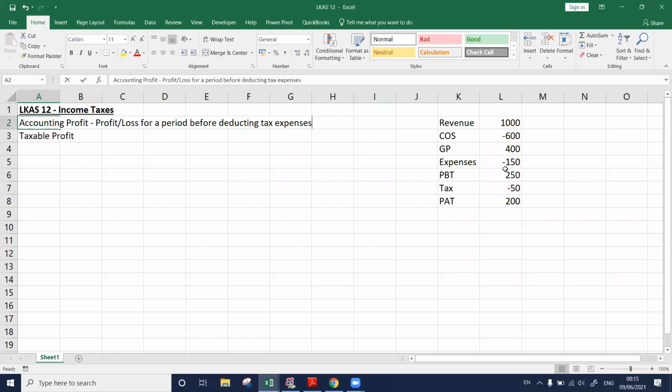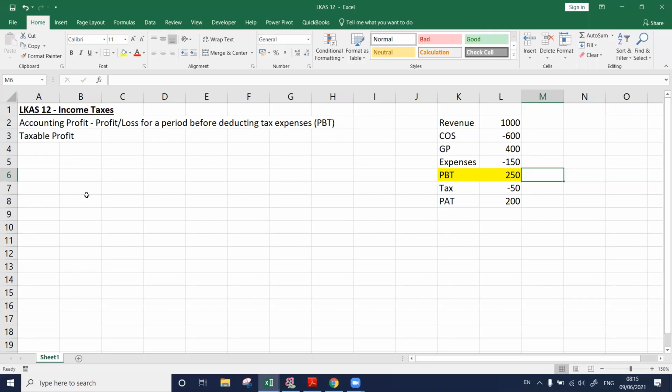And in my hypothetical company, what is the accounting profit? This is the accounting profit, right? The profit before tax figure. This is what we call the accounting profit. Accounting profit is the profit before tax figure.